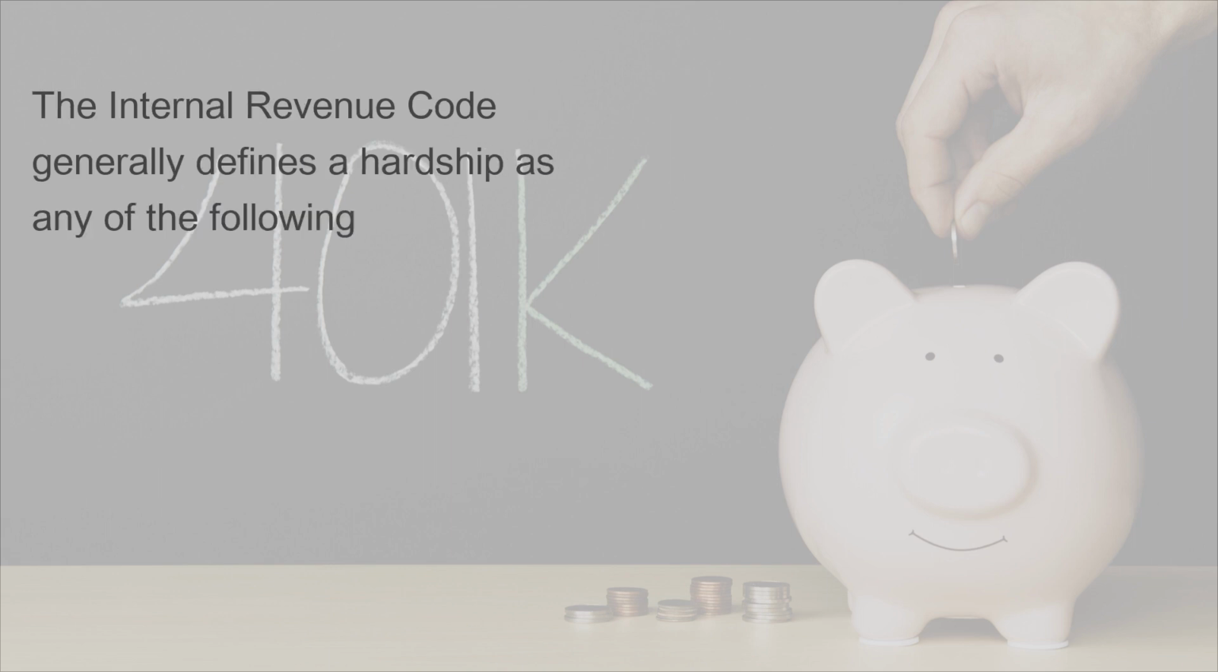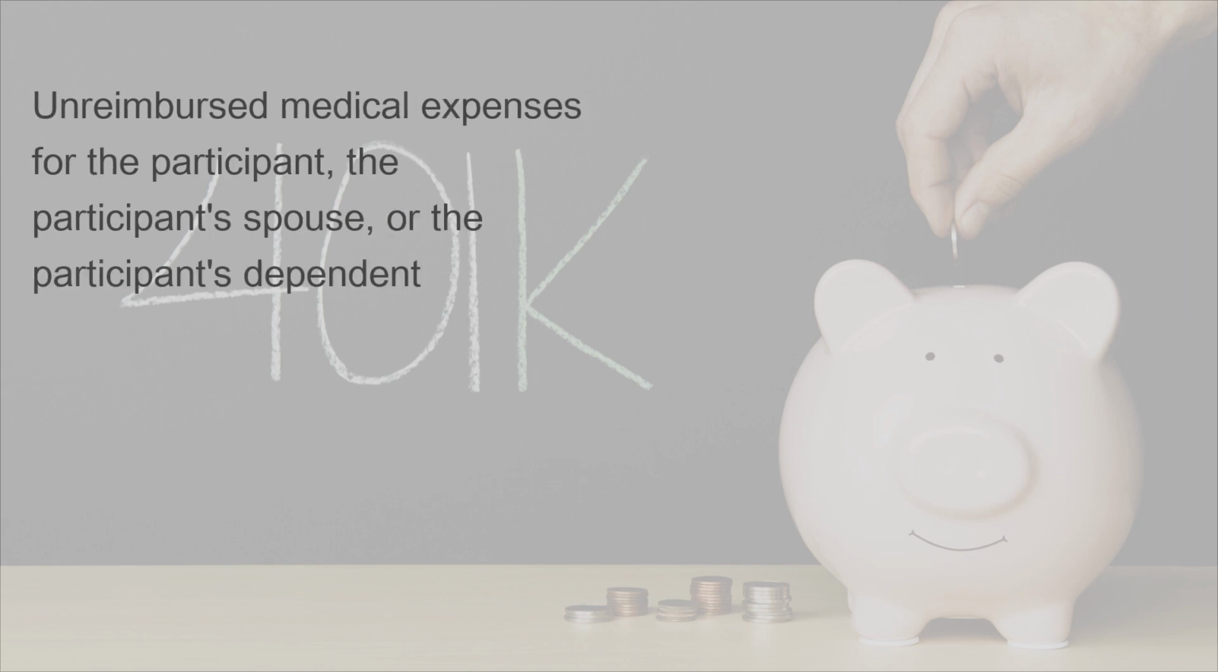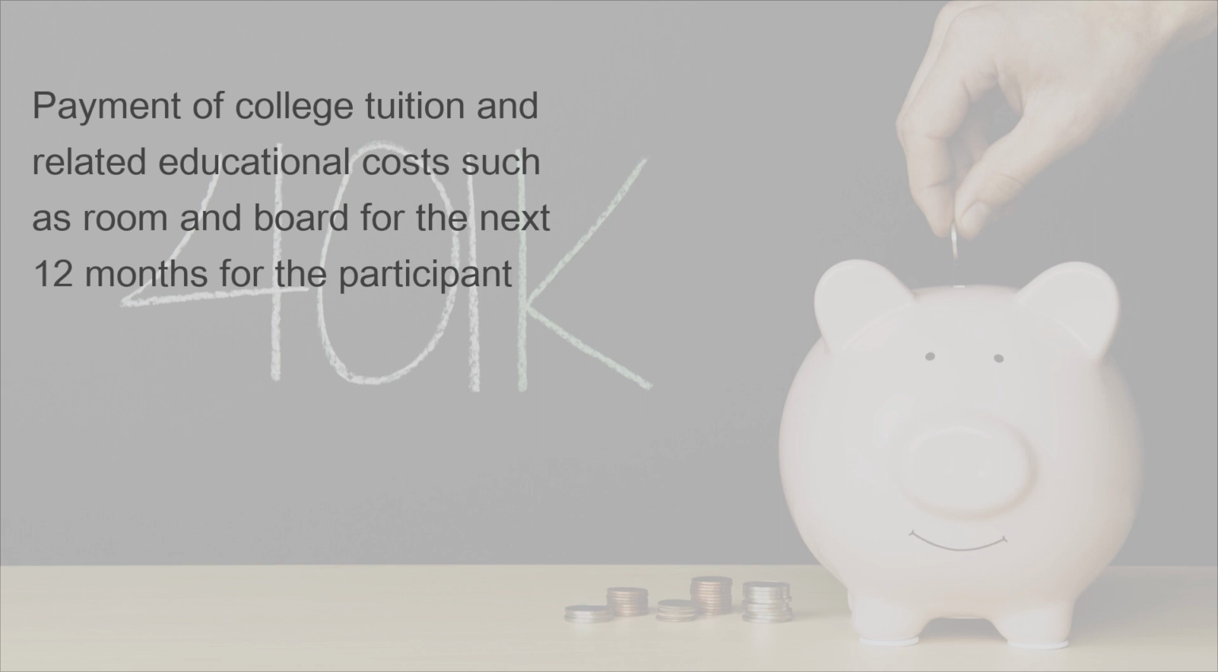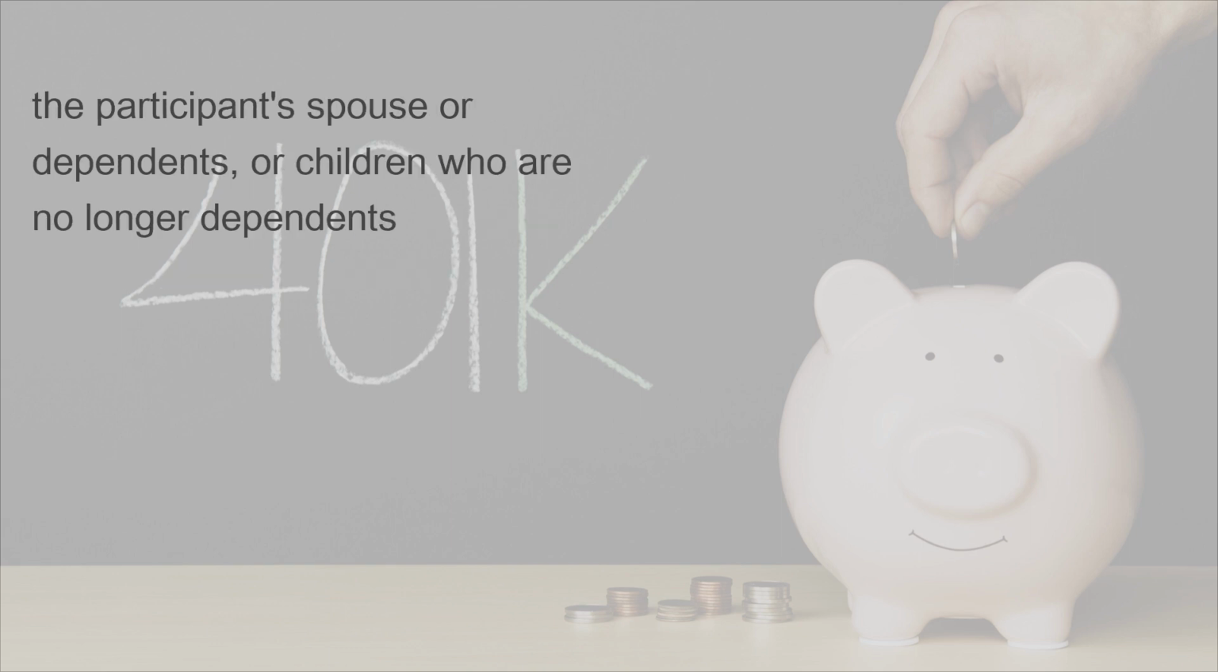The Internal Revenue Code generally defines a hardship as any of the following: unreimbursed medical expenses for the participant, the participant's spouse, or the participant's dependent. Purchase of principal residence for the participant. Payment of college tuition and related educational costs such as room and board for the next 12 months for the participant, the participant's spouse or dependents, or children who are no longer dependents.